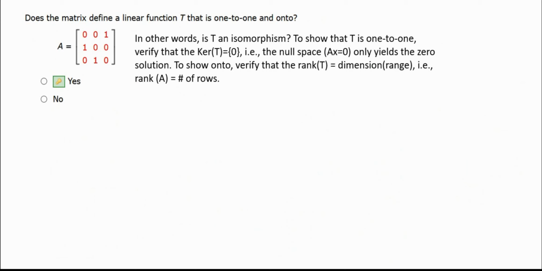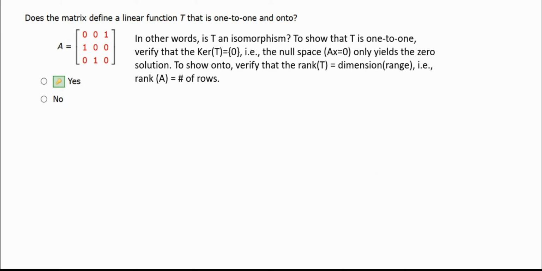Does the matrix define a linear transformation T that is one to one and onto? In other words, I put this caption here just to kind of explain. In other words, is T an isomorphism? To show that T is one to one, verify that the kernel is indeed the zero, maps into the origin. That is, the null space AX equal to 0 only yields the 0 solution. To show onto, verify that the rank of T is equal to the dimension of the range. That is, the rank of A is equal to the number of rows.